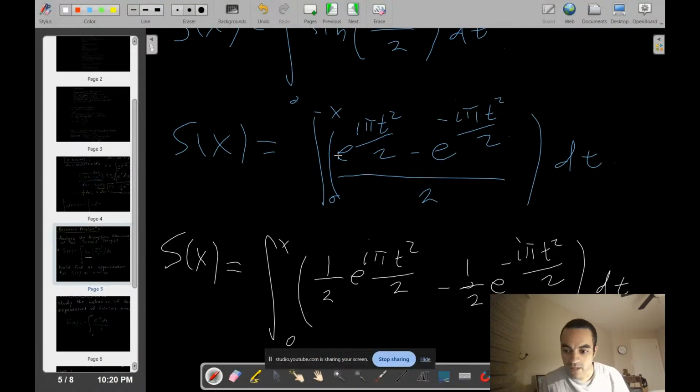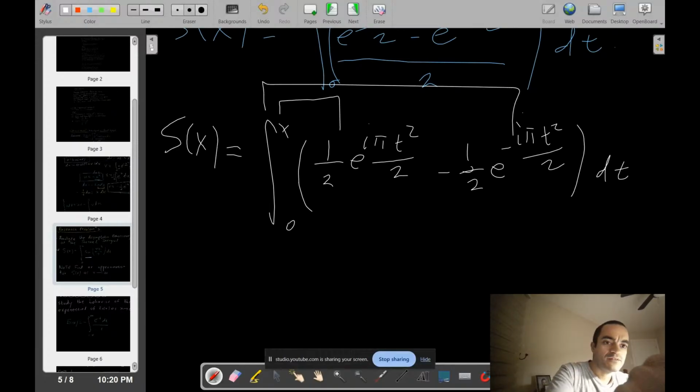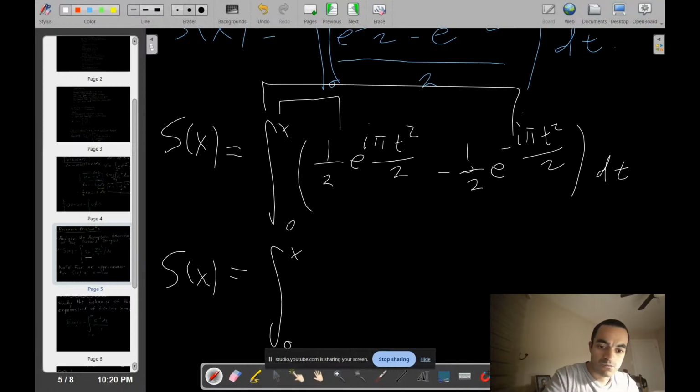All right, so we've got this guy right here. We're looking at the sine function, and now I'm going to FOIL in the integral operator. That's all I'm doing, right? So this is just going to be capital S as a function of x. I'm integrating from 0 to x of 1/2. The 1/2 comes out, it's the constant, okay?